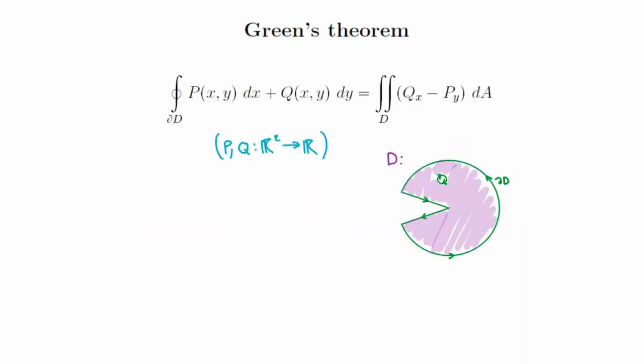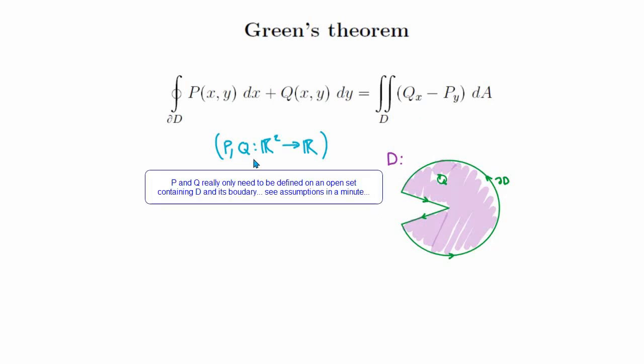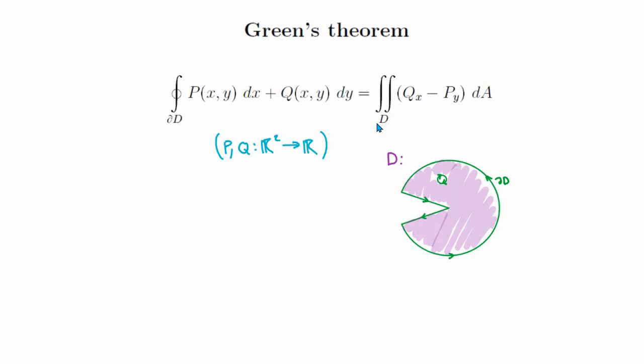Now let's try to understand the statement of Green's theorem. Green's theorem says that for a region D in the plane and functions p and q from R2 to R, the oriented integral over the boundary of D of p dx plus q dy is equal to the double integral over D of the partial of q with respect to x minus the partial of p with respect to y. This may seem like a lot to digest when you first look at it, so it's helpful to see how it fits the pattern that we just described.